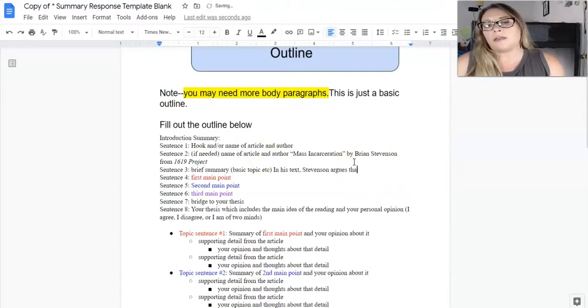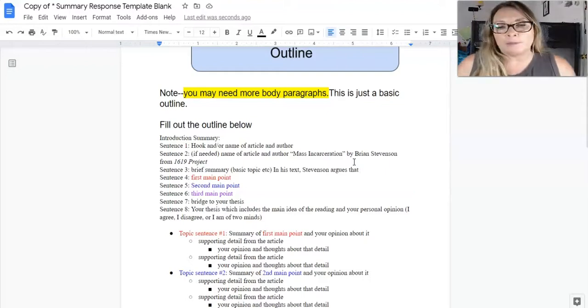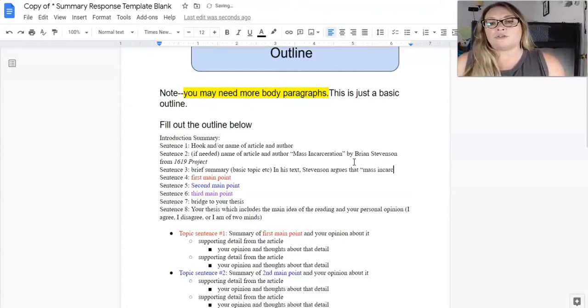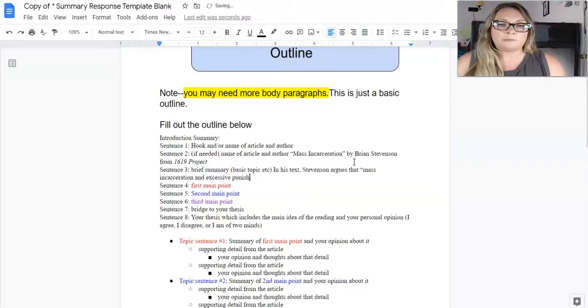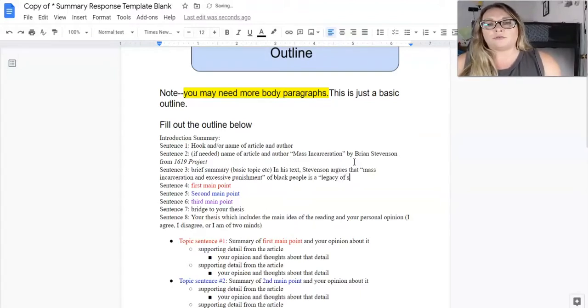Argues that, and I'm going to put this in quotation marks because this is exactly how he says it. I should let you know that in summaries, you don't usually want to put a lot of quotations. In fact, most people say none. But for this particular case, I'm going to write it because I think it's important to his argument. He says that mass incarceration and excessive punishment of Black people is a, quote, "legacy of slavery." All right, and so that is his main idea.